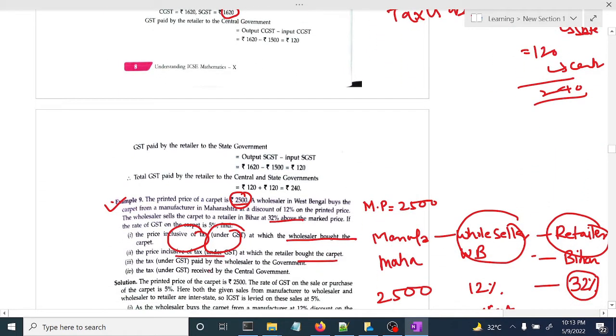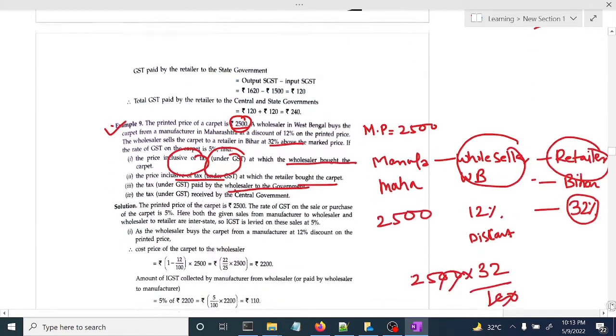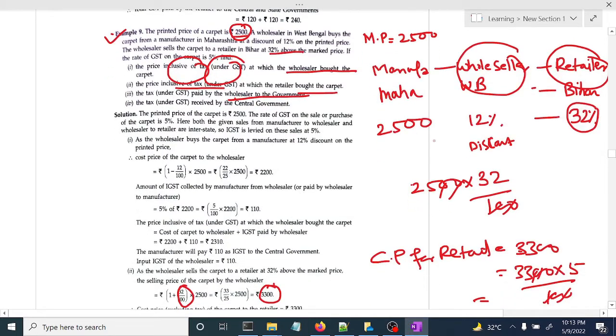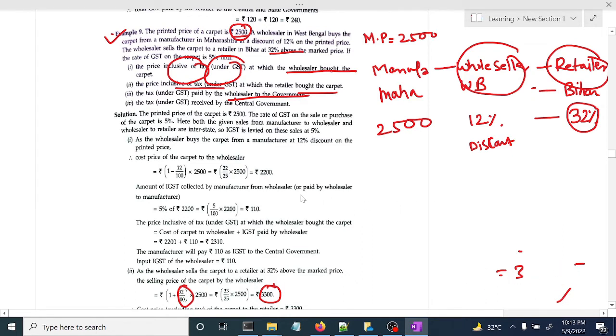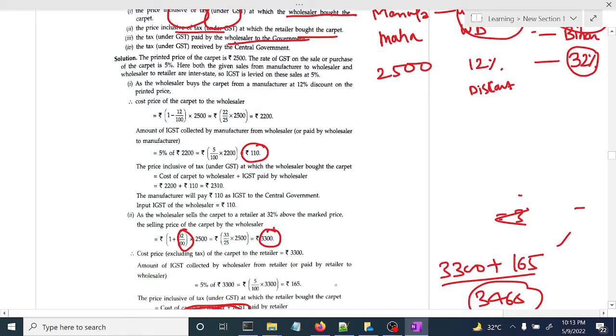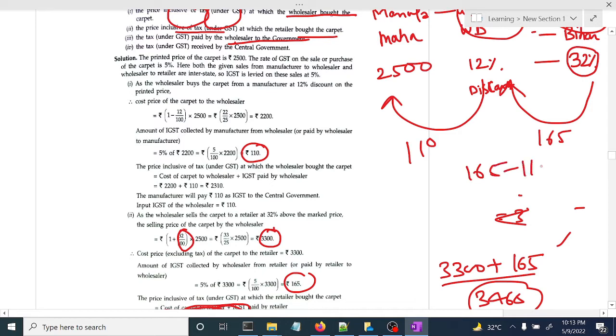Third is the tax GST paid by wholesaler to government. So the tax liability of wholesaler is asked. We know the input tax for wholesaler was 110 and the output tax for wholesaler was 165. So wholesaler paid 110 to the manufacturer, and it got a tax of 165 from the retailer. So the tax liability will be 55. 55 is the tax liability which wholesaler has to pay to government.